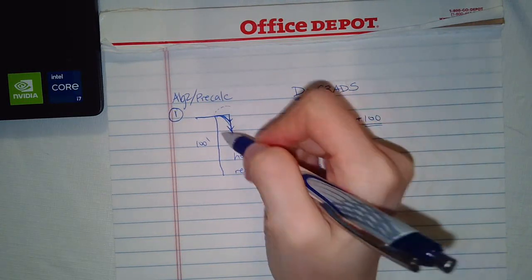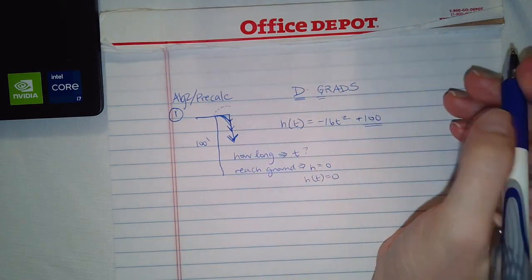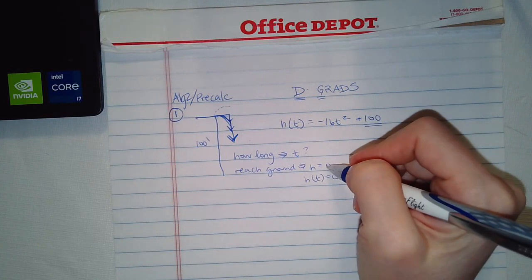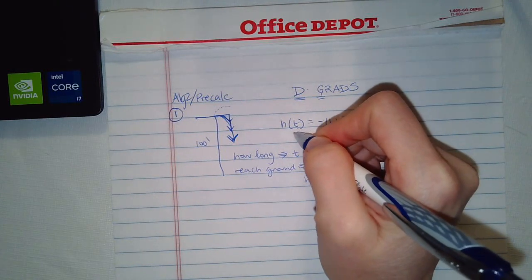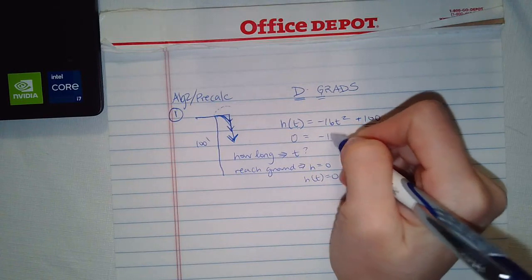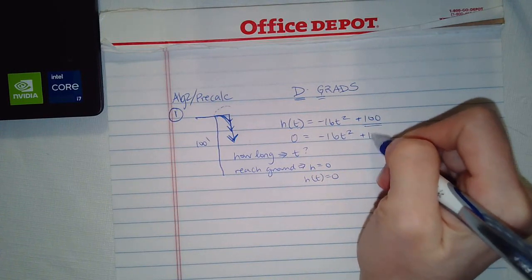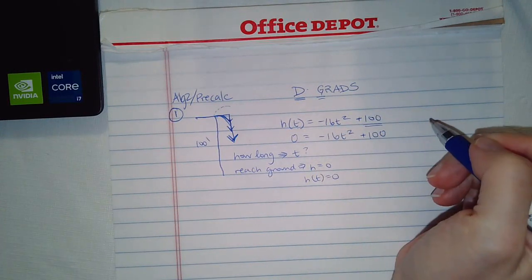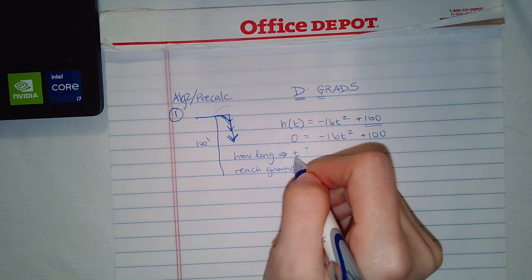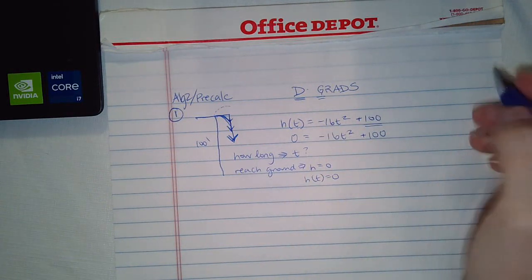So D in D-GRAD means draw. I drew it. G: what am I given? I'm given this function, and I'm given that the h has to equal 0. So I'm going to substitute 0 for h of t: 0 equals negative 16t squared plus 100. Now I have a quadratic equation. I'm trying to find how long, t, this is the required. I'll put this on the side.